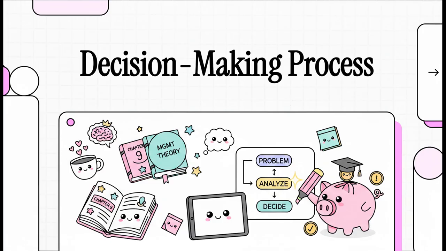Listen, if you've been staring at Chapter 9 of your management textbook and feeling just a little overwhelmed by all the theory, take a deep breath. Seriously, management theory can sometimes feel incredibly abstract. It's almost like you're trying to memorize this incredibly dry, lifeless dictionary of corporate jargon. But today we are going to completely flip the script. We're going to make these complex managerial decision-making concepts super accessible, totally practical, and honestly, we're going to have a lot of fun with it. So grab your digital highlighters, get comfortable, and let's conquer this material together.